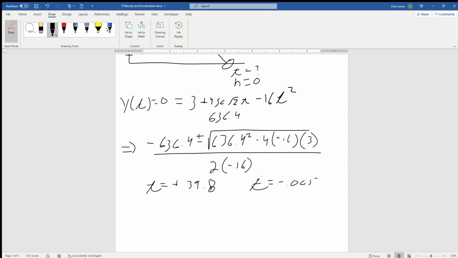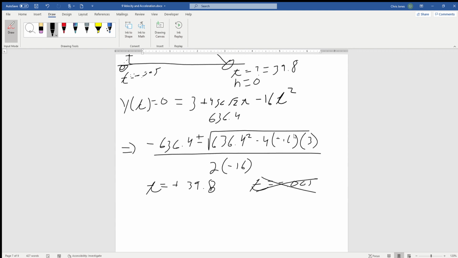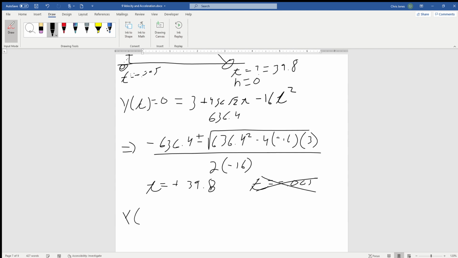Now clearly this one doesn't make any sense because we can't have negative time. That's over here. So this little snippet right here, that's when t is equal to negative 0.005. Right here, this is where t is that 39.8. And mercifully to finish this off, all we're going to do is find x at 39.8, and that's going to tell us the length traveled. So x at 39.8 is going to be equal to 450 root 2 times 39.8.